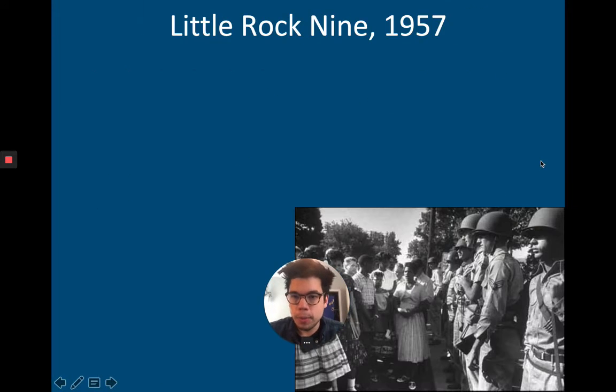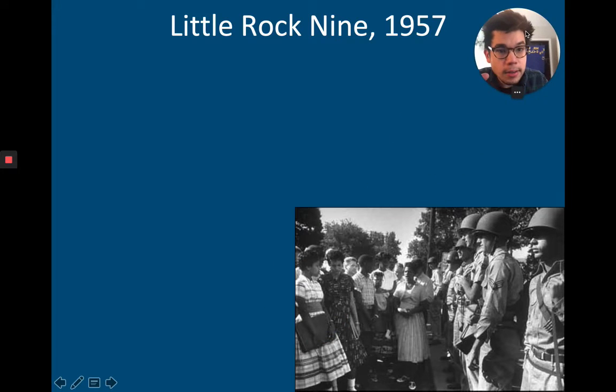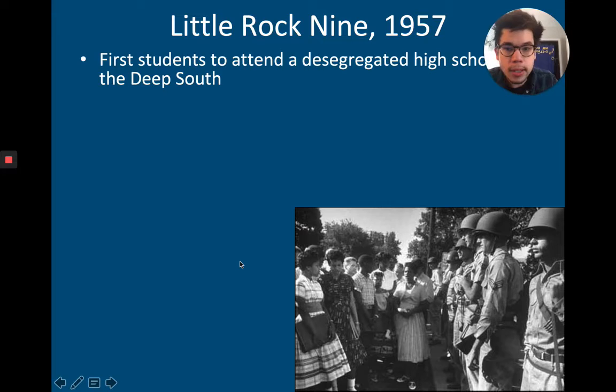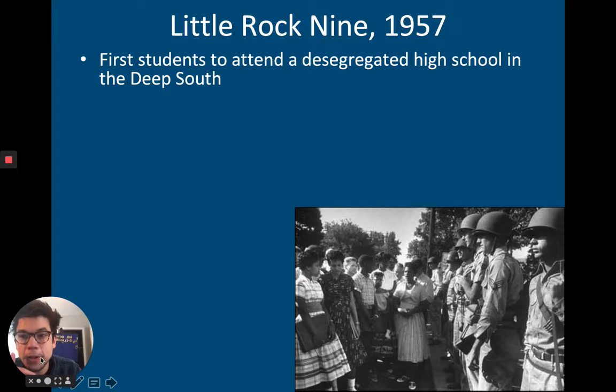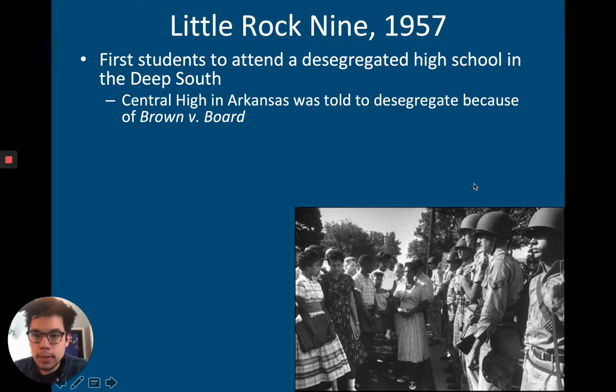Let's go forward. So just a few years later, we see the Little Rock Nine. Who are the Little Rock Nine? Well, they are the first students to attend a desegregated high school in the Deep South. It's 9 students who were registered, again with the backing of the NAACP, to a white high school.